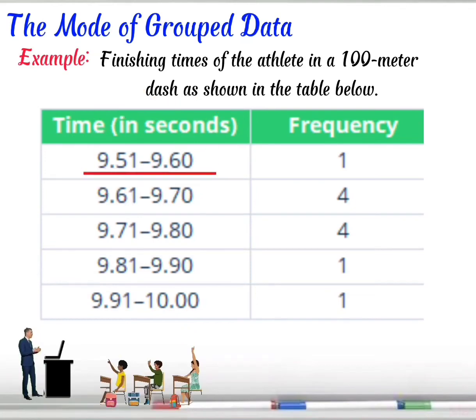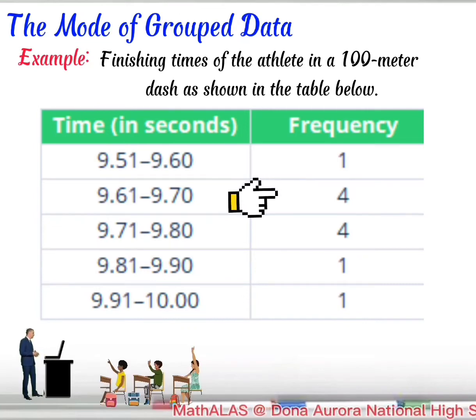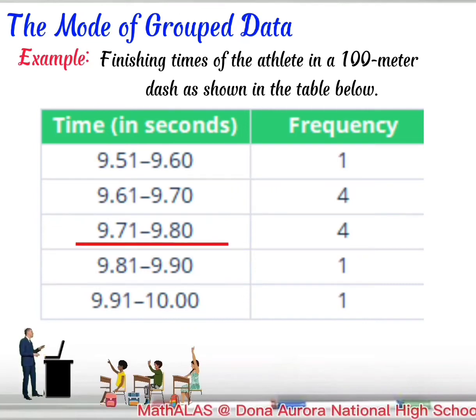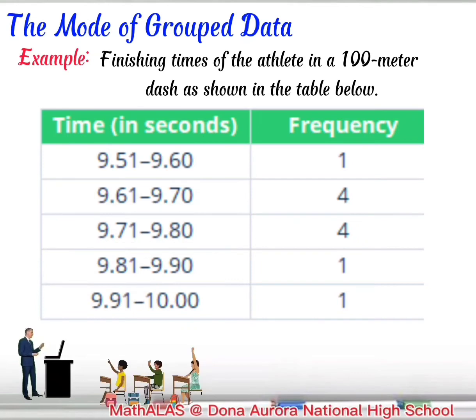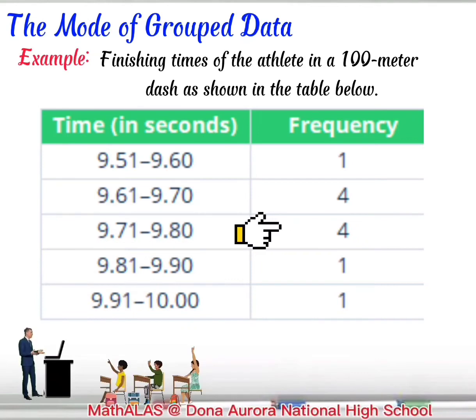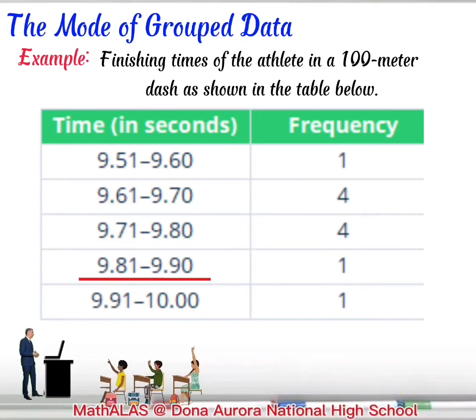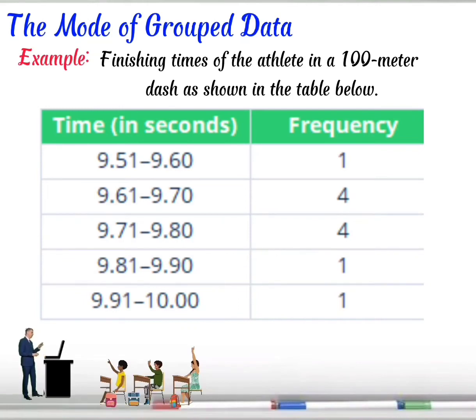The first class is 9.51 to 9.60 with a frequency of 1. The second class is from 9.61 to 9.70 with a frequency of 4. The third class is from 9.71 to 9.80 with a frequency of 4 again. Fourth is 9.81 to 9.90 with a frequency of 1. And the last is 9.91 to 10 with a frequency of 1.